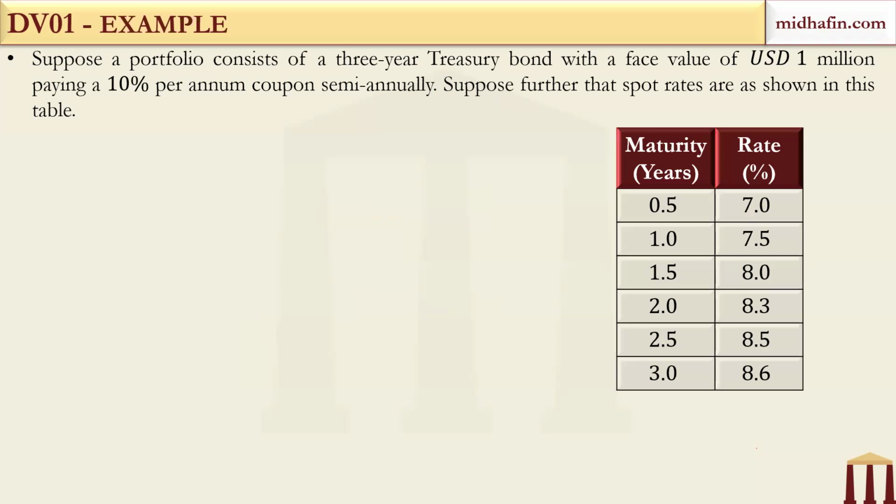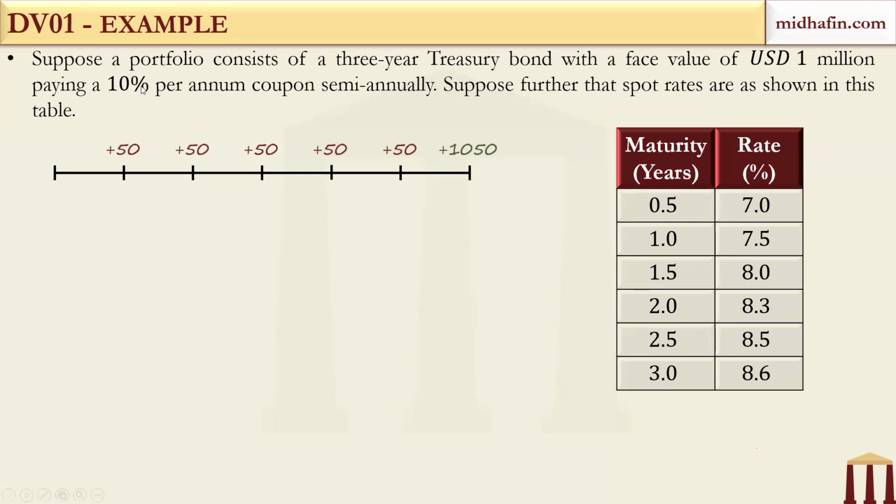Now let's see an example. Here we have the spot rates for different maturities, and the maturity is 3 years. I have a 3-year treasury bond, and it has a face value of $1 million, and the coupon is 10% per annum, which is paid semi-annually. So clearly the present value will be greater than $1 million. Here the cash flow has been shown. These are 50,000, 50,000, and here you have 1,050,000 as the final cash flow.